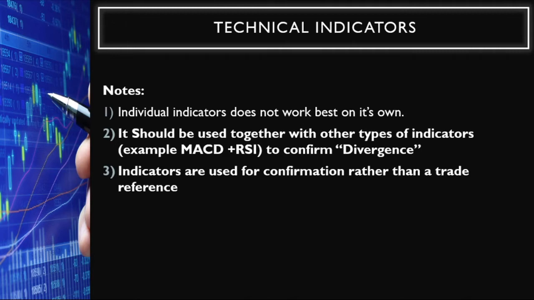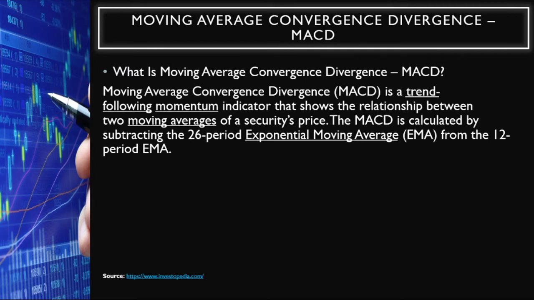Number 2, it should be used together with other types of indicators. Example, gagamitin natin ngayon, combination ng MACD and RSI. This is actually to confirm divergence. Ano yung ibig sabihin ng divergence? Later in this video, we will define what divergence is and ipapakita natin sa isang graph ano yan. So, last but not the least of our reminders for this video, indicators are used for confirmation rather than your ultimate trade reference. So, let's proceed with MACD.